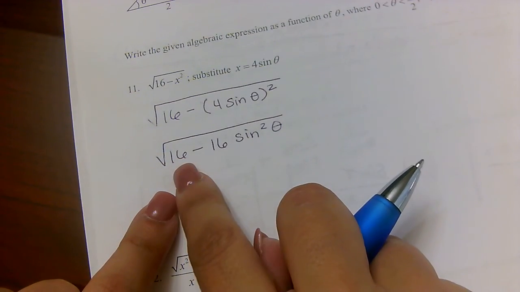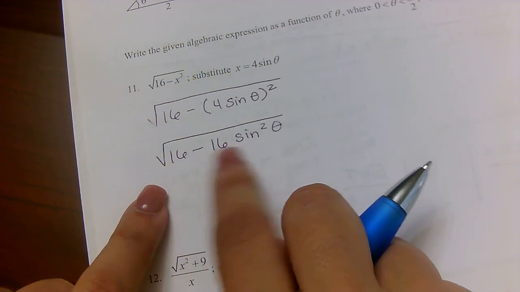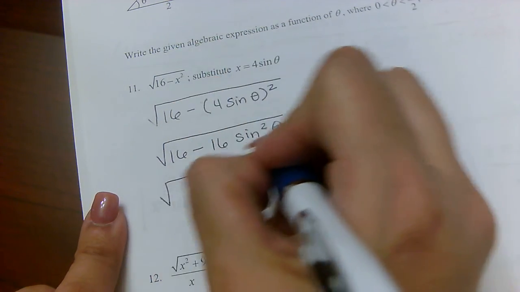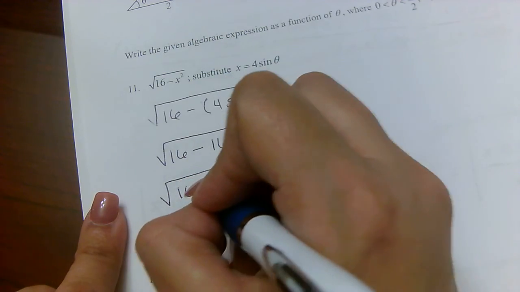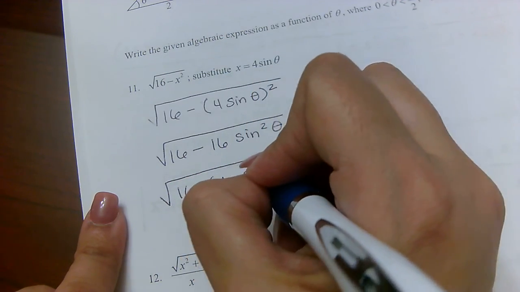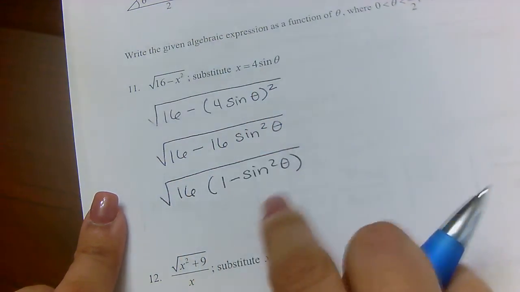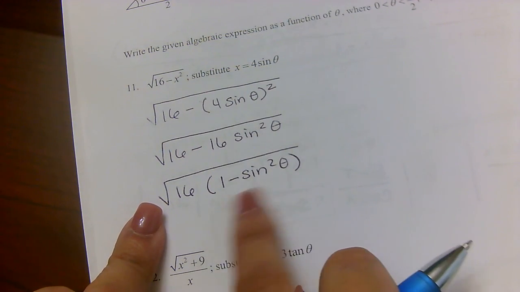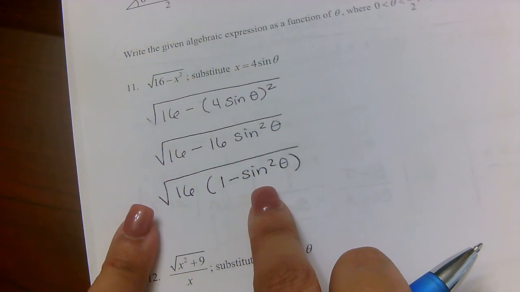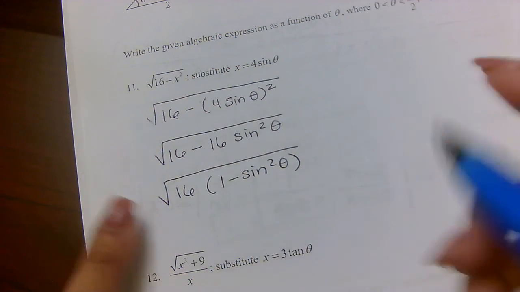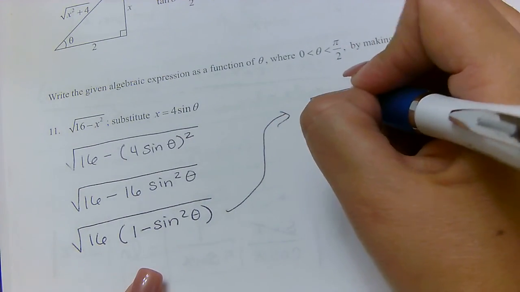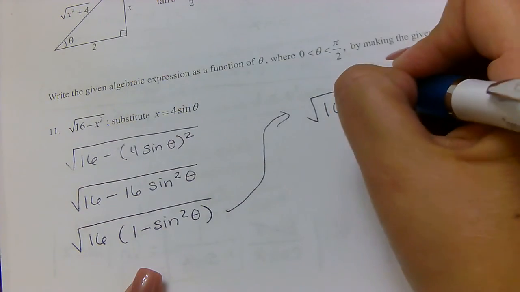Now if I look at this, 16 can be factored out of both. So here I can have 16 times 1 minus sine squared theta. Well, what is 1 minus sine squared? Hopefully you go back to your Pythagorean identities and say 1 minus sine squared equals cosine squared. So from there I'm going to put 16 times cosine squared theta.